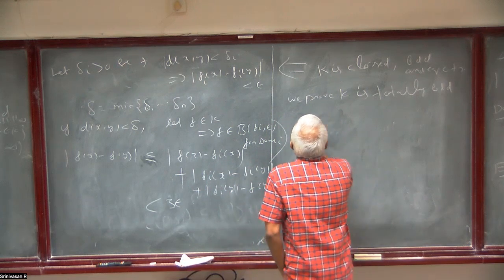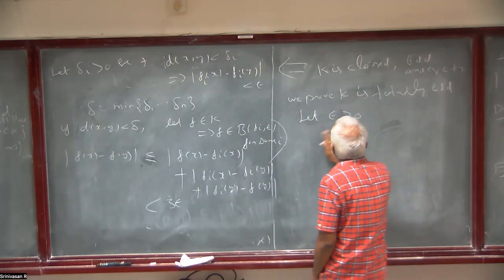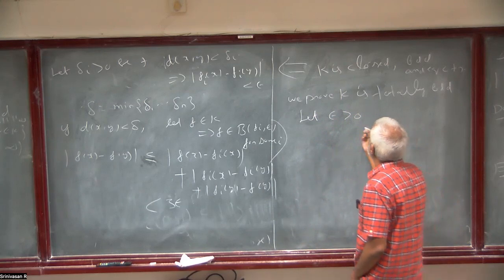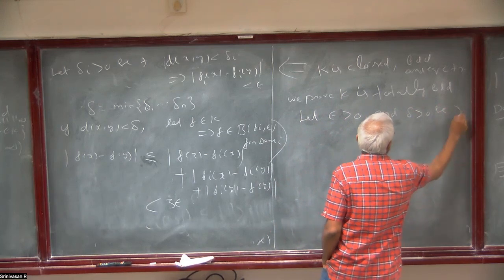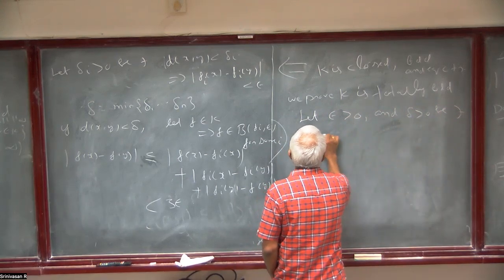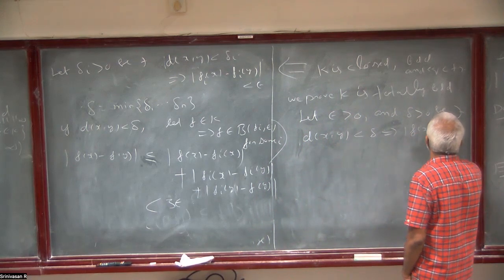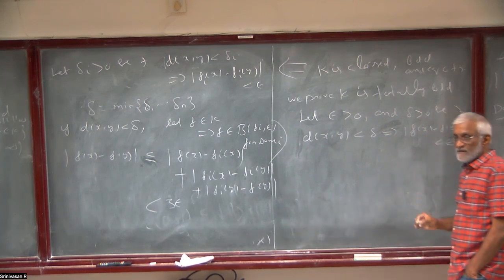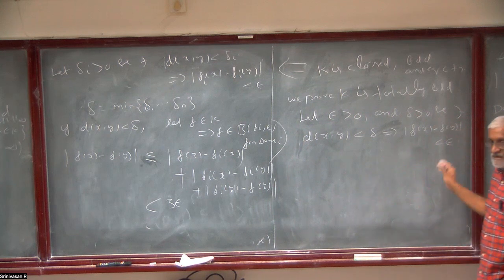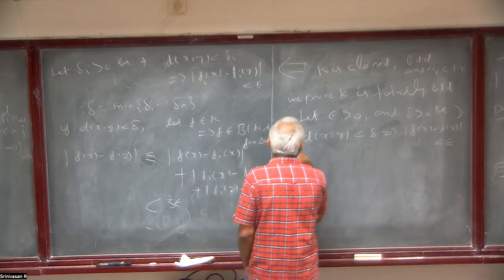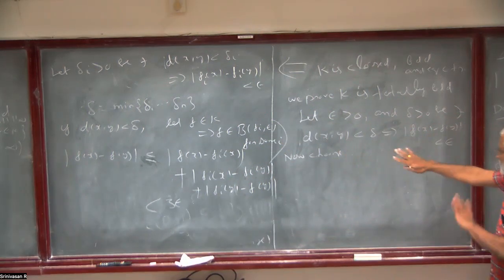Okay, so select epsilon greater than 0. Then we consider a delta greater than 0 such that d(x,y) less than delta implies |f(x) - f(y)| is less than epsilon. That is, for a given epsilon, you take a delta given by the equicontinuity. Now choose. What we do is the following. Given epsilon, you have got a delta.